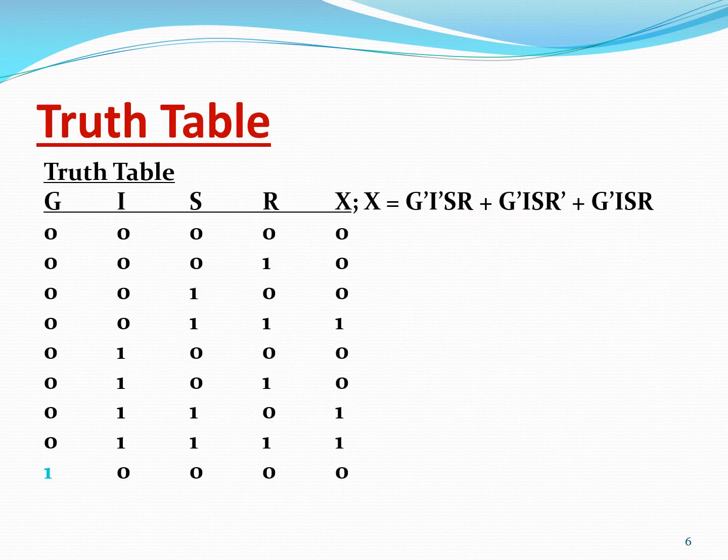So let's see the truth table. First is 0, 0, 0, 0. G is for the guard, I for the intelligence operator, S for the supervisor, and R for the rifleman, and X, as you know, is the output. So none of them has pressed the button, so the output is 0. Similarly, in the second row, the rifleman has pressed the button, it is high, for example, but the output is 0 because the supervisor has not pressed the button. Similarly, in the third row, 0, 1, 0, 0, the supervisor has pressed the button, but the others have not, so the output is 0.